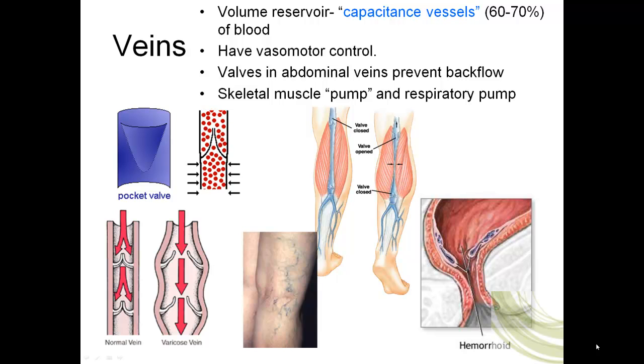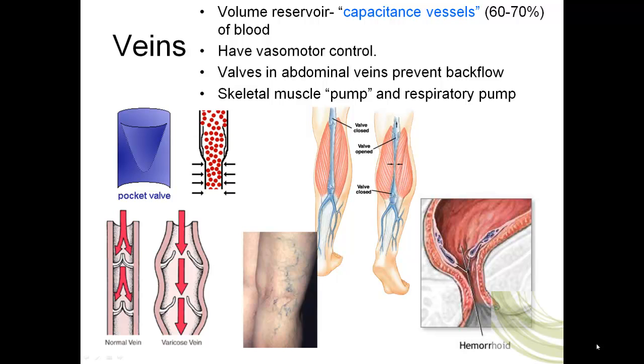Now, of course, these valves can fail, and this leads to varicose veins, as shown down here in the bottom left picture of the lady's legs. Valves can also fail and present with bulging veins in certain types of veins that are found in our rectum, and of course these bulging veins are called hemorrhoids.